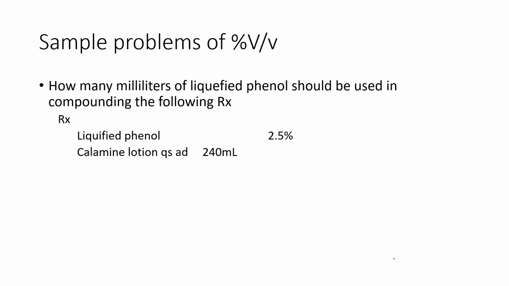So which one is our final volume first? Our final volume is 240 ml. What is the concentration needed? 2.5%. So what is missing is how many ml of liquefied phenol is needed. So in our formula, ml over ml times 100 equals percentage.